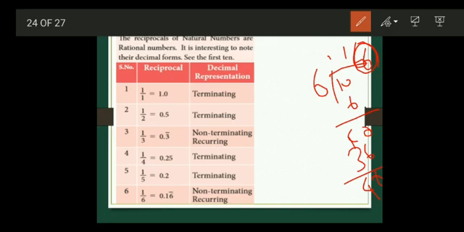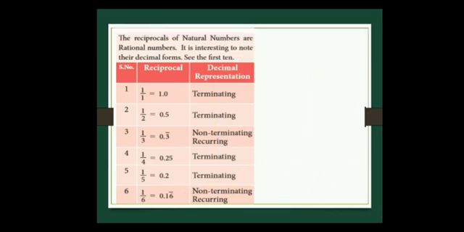So this 6 will get repeated, since you are getting the remainder 4 again and again. So how can you write this? 0.1 upon 6, right? With a dash over the repeating digit. So this is also non-terminating recurring, since you are not getting remainder as 0.